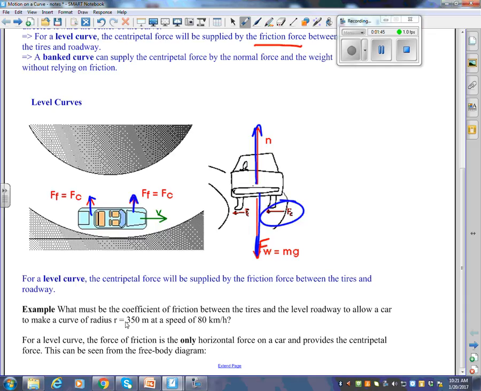So here is an example. What must be the coefficient of friction between the tires and the level roadway to allow a car to make a curve of radius 350 meters at a speed of only 80 kilometers an hour? Now, for a level curve, the force of friction is the only horizontal force on the car and provides the centripetal force. This can be seen from the free body diagram.